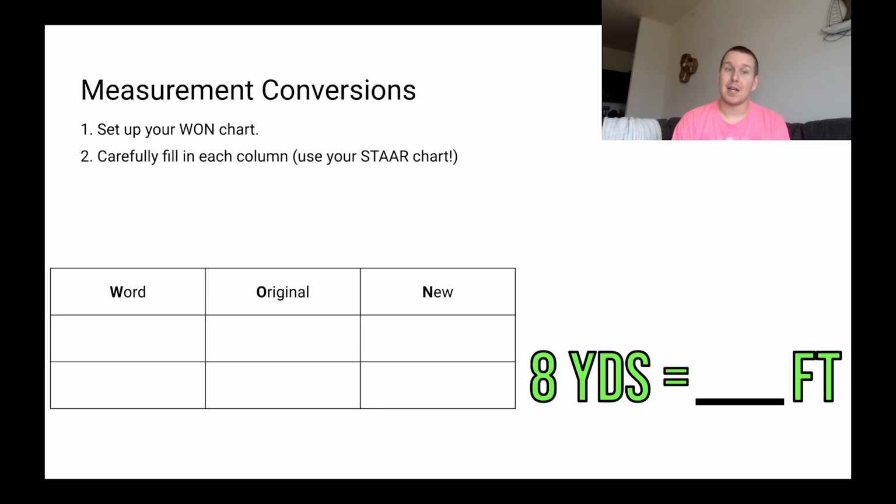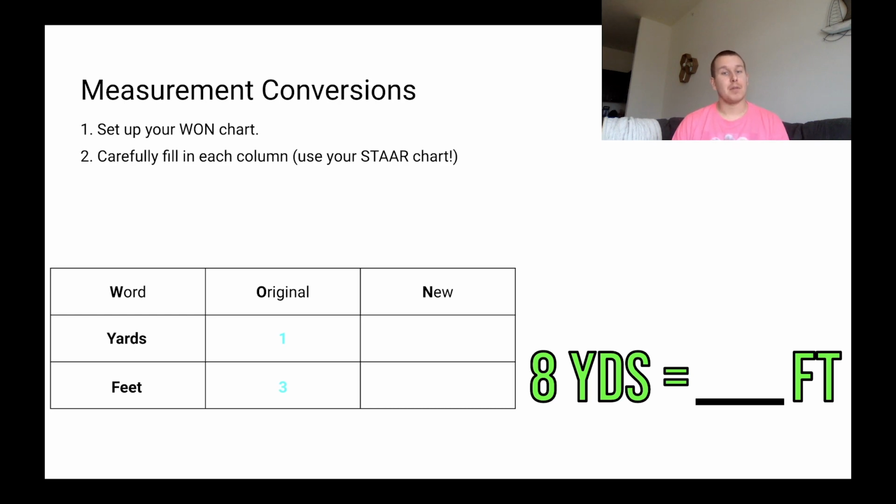Step 2, carefully fill in each column. Use your star chart. For the word part, we take a look at the words we're using. We're using yards and feet. I put the yards on the top and the feet on the bottom. It really doesn't matter which one you put on top or bottom; that's just the way I wanted to set it up for this one. Original means the original conversion, what we would typically use, so a 1 to whatever ratio. There are 3 feet in 1 yard, so 1 at the top, 3 at the bottom.